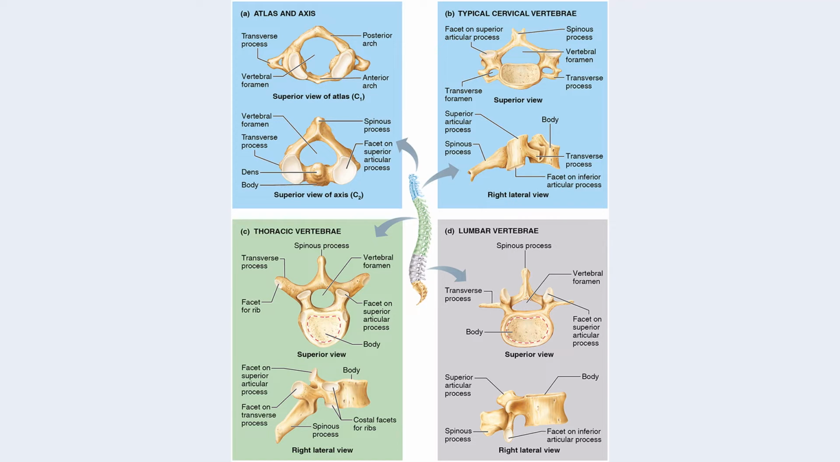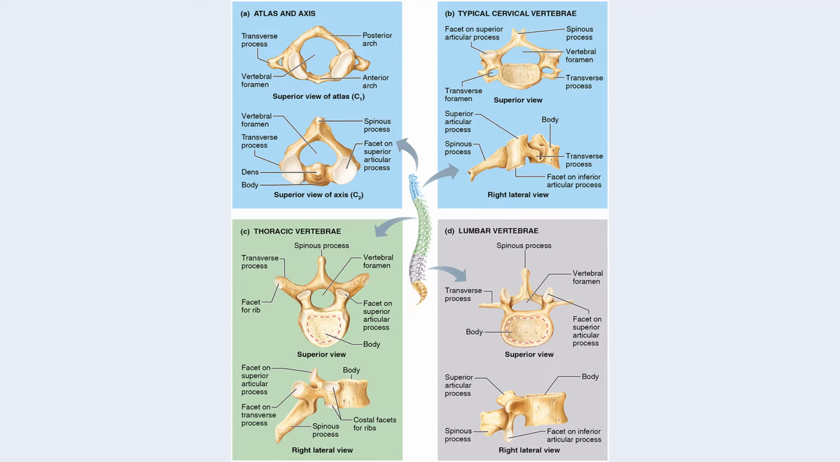So we can see in A, the atlas has no body. The first two vertebrae, the atlas and the axis of the cervical spinal region, are different because they perform functions not shared by other cervical vertebrae. The superior surfaces of its transverse processes contain large depressions that receive the occipital condyles of the skull, right? The skull is resting on the first vertebrae of the neck. And then the joint allows you to nod yes.